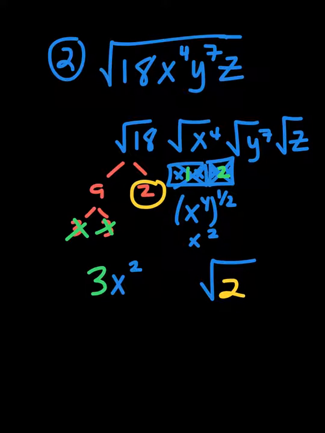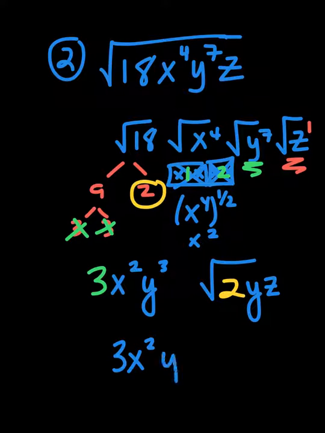Or if I think about it in terms of a rational exponent, I was simplifying it to x to the 2nd. If I look at y to the 7th, y to the 7th has 3 pairs of y's within it, because if I do 7 divided by 2, it goes in evenly 3 times, leaving me with a remainder of 1 y that's going to have to stay inside the square root. If I look at z, z is really to the 1st power. There's no pairs of z's, so z is not going to be able to make it outside of the square root, so z has to stay inside the square root. So my final answer is 3x squared y cubed root 2yz.